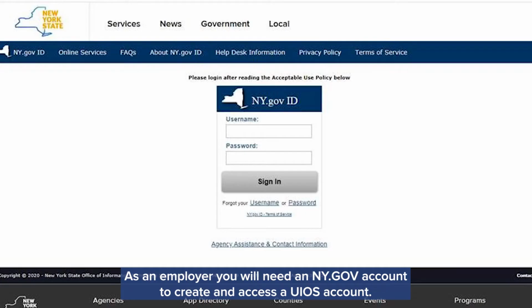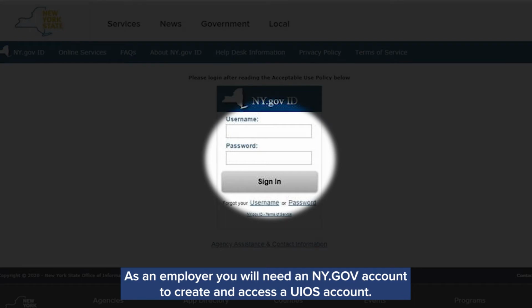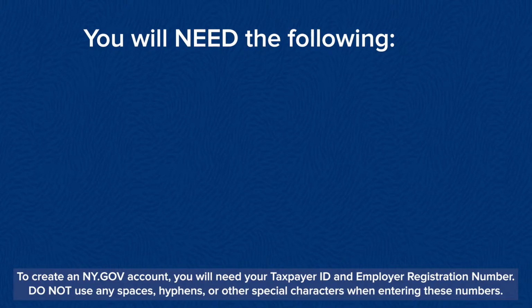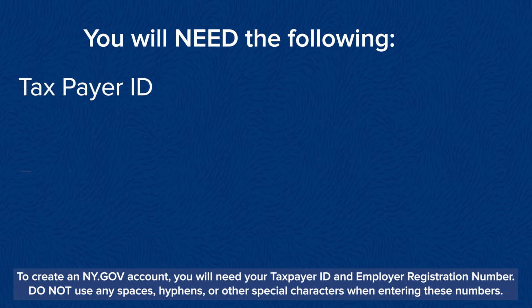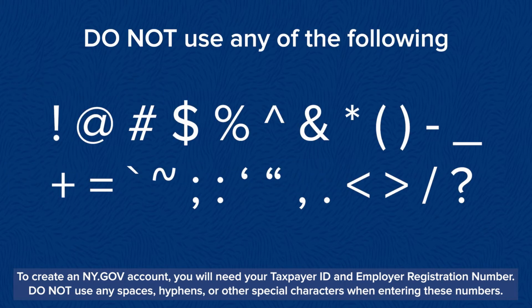As an employer, you will need an ny.gov account to create and access a UIOS account. To create an ny.gov account, you will need your taxpayer ID and employer registration number. Do not use any spaces, hyphens, or other special characters when entering these numbers.